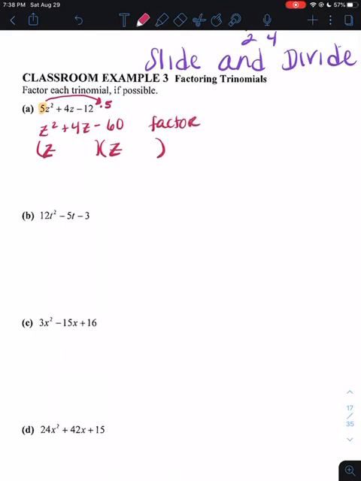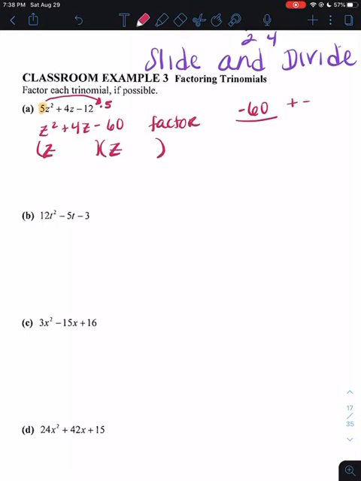Z times z. Then I need to find two numbers that multiply and give me a negative 60. Well, the only way you can get a negative, first of all, is to have opposite signs. So I have the 60, and this is negative 60. The signs are going to have to be opposite. So whatever two numbers I choose, the signs have to be opposite.